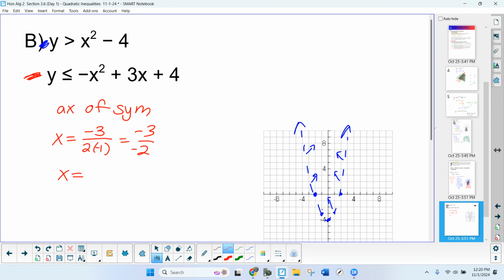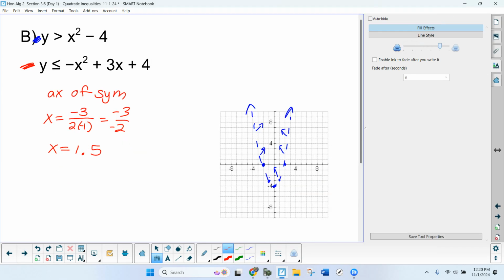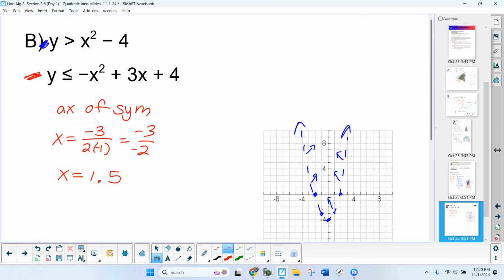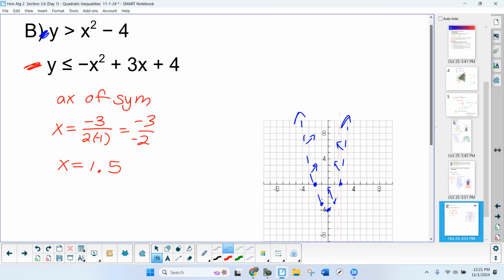So what'd you guys get? 3 halves. But what is 3 halves? 1.5. So I would just put 1.5 because I have to graph that. So you have your axis of symmetry at 1.5. So coming over here, lightly graphing my axis of symmetry. Not asymptote. You guys will learn asymptotes later. That's coming next chapter.